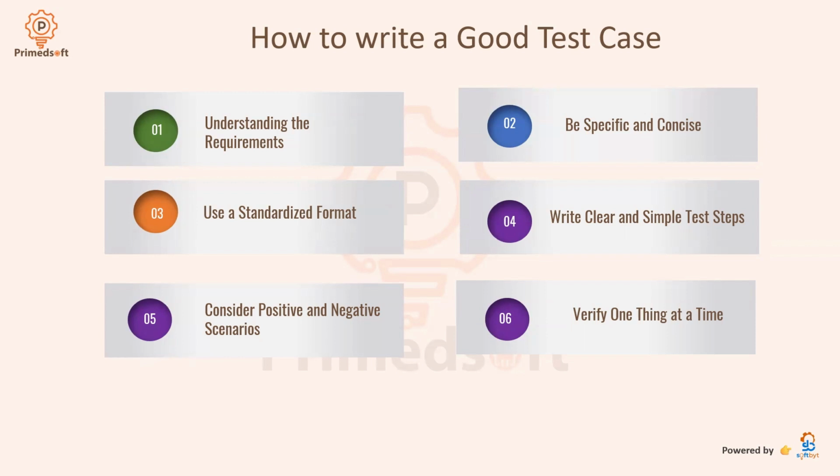All right, so the next one is verify one thing at a time. It's always a standard procedure to verify one thing at a time. Each test case should focus on verifying one aspect of the system's behavior, one functionality. It should focus on one component. This helps you to isolate issues and facilitates easier debugging.